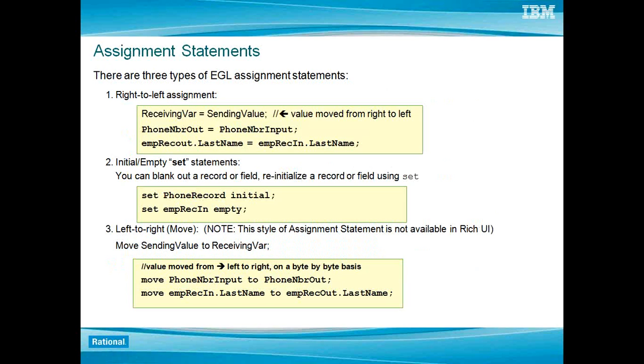Assignment statements. In EGL, we have 3 assignment statements. Left to right: in this case we are assigning a value that is present on the right side to a variable that is available on the left side. This is similar to most languages, and you can find similar syntax in almost all languages.